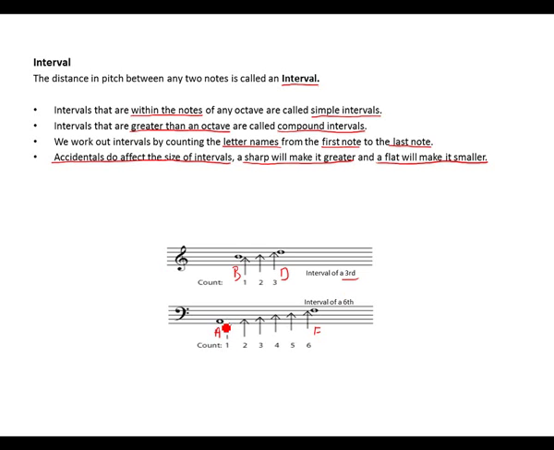And here we have A as our first note, and we have F as our last note. Counting from the first note, 1, 2, 3, 4, 5, 6. Therefore, it gives us an interval of a sixth.